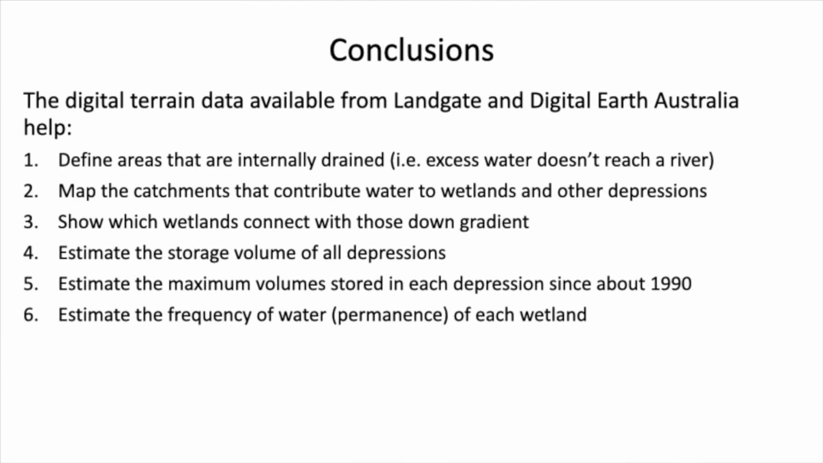So in summary, the tools help define areas that are internally drained. You map the catchments that contribute water to wetlands and other depressions. From the calculations, you can estimate volumes of all the depressions. And from the satellite time series that are available, estimate the frequency of water and the permanence of water in each wetland.